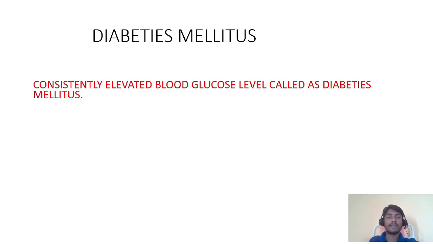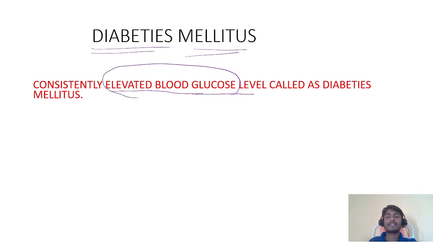Next comes diabetes mellitus. What is the definition of diabetes mellitus? A consistently elevated blood glucose level we can call diabetes mellitus. After taking food, the glucose level in the blood increases, and after some time the glucose level slowly reduces. There is a normal fluctuation in the concentration of glucose in the blood.